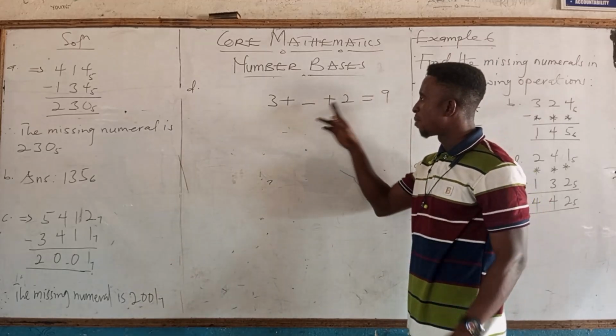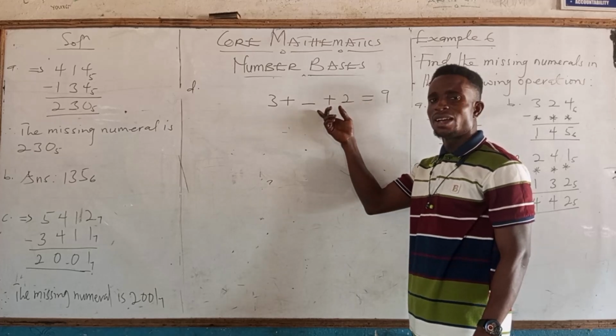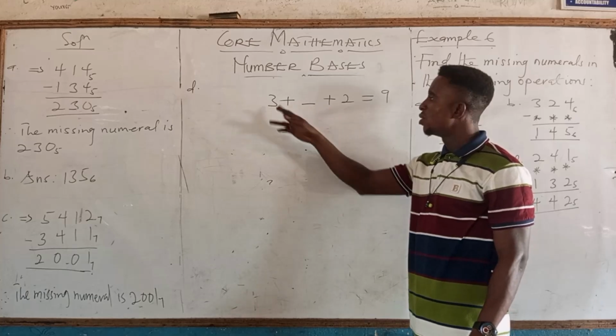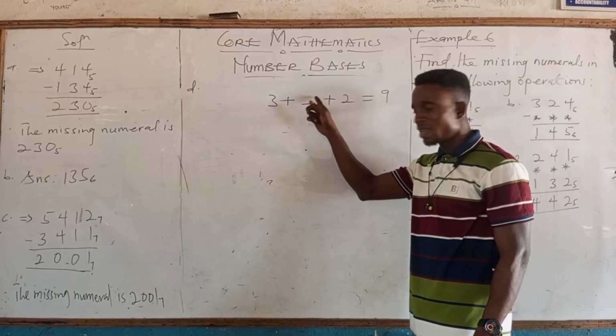3 plus what number plus this will get us what? 9. And can you give me the number? Oh, you are saying the number is 4, right? How did you get the 4? You added this to this, then you subtracted from this. The remaining number is the number that is here.